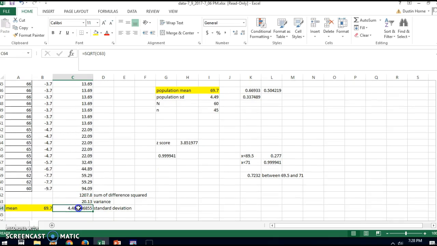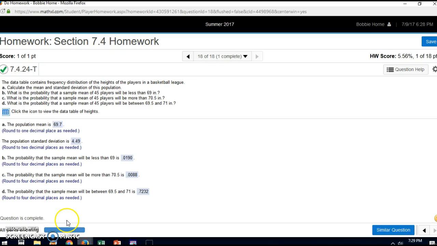So here is our standard deviation. But if you remember, it wants the standard deviation, I believe, rounded to 2 decimal places. So there is our standard deviation for our population. So these two numbers here are for your population. That's the first step. Here's the hard part. This has many steps to it, okay?